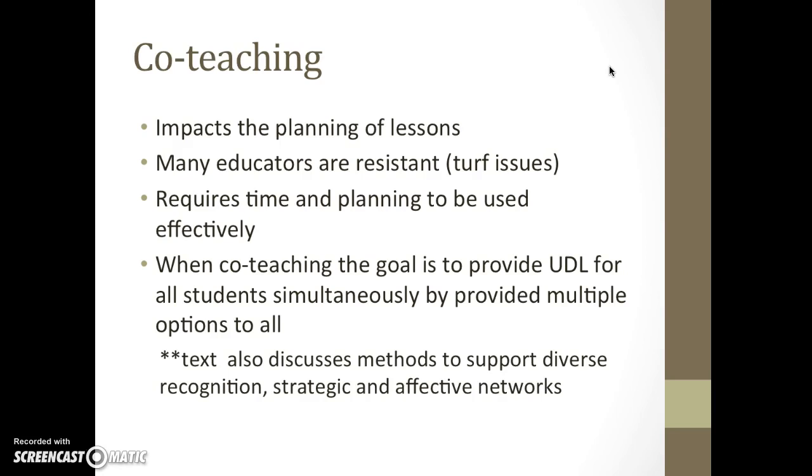And when co-teaching is the goal of designing your UDL, is to do it in that model, then lots of options can happen. It's really an advantage to have two teachers to make UDL work really well. Your text has lots of methods about how to diversify the way you teach, because students are so diverse in how they recognize what's the core of what's being taught, or what strategy works for them, or how they feel about doing particular kinds of work. So I refer you to the text for a lot more information.